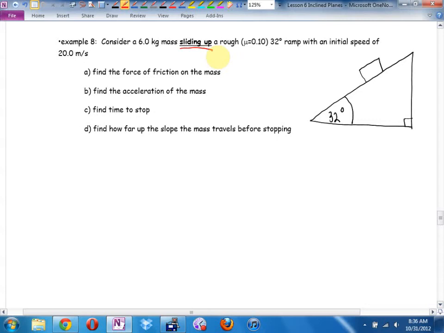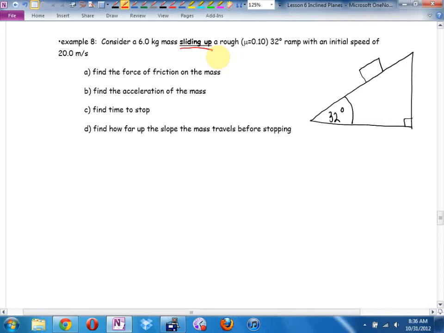If it's sliding up the hill, it's clearly going to come to a stop pretty quickly, because when I push things up a hill, they don't keep going. And this is not on wheels. This is sliding, so it's going to come to a stop really quickly. That's okay. A says find the force of friction. B says find the acceleration. C says find the time to stop. D asks how far up the slope the mass travels before stopping.